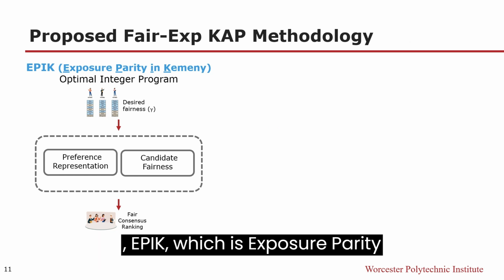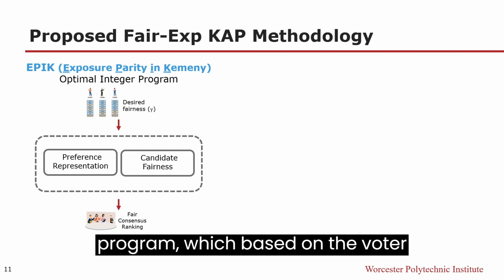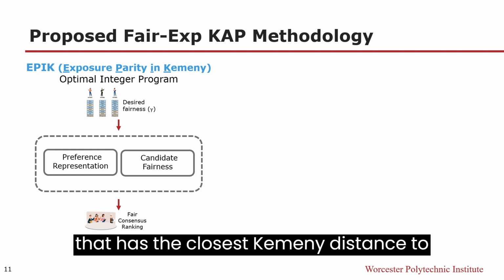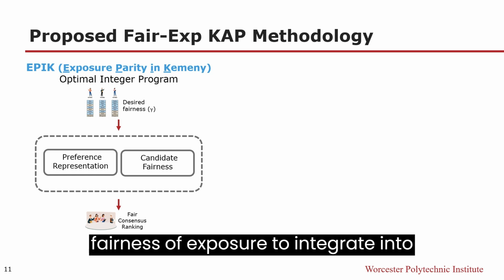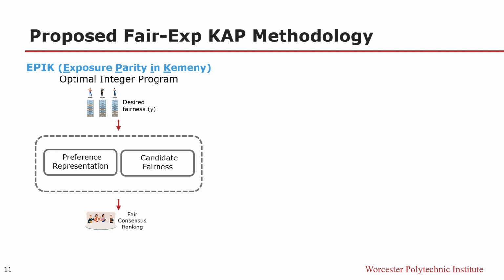Specifically, EPIK, which is exposure parity in Kemeny, is an optimal integer program, which based on the voter preferences and a desired fairness level, finds the fair consensus ranking that has the closest Kemeny distance to the voter preferences. In the paper, we explain how we reformulate listwise fairness of exposure to integrate into the pairwise Kemeny optimization.